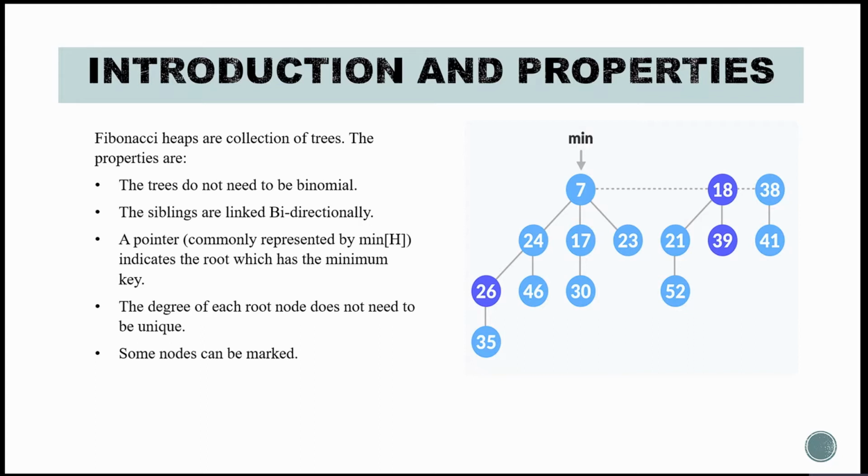It does not need to be a binomial tree. The siblings are bidirectionally linked with each other. The pointer always indicates the root which has the minimum key. The degree of each root node does not need to be unique. Some nodes are marked.